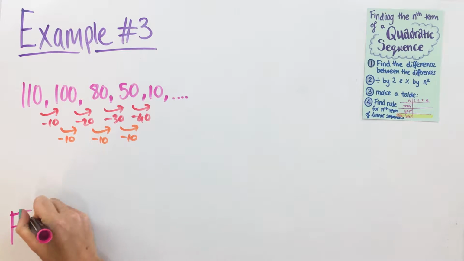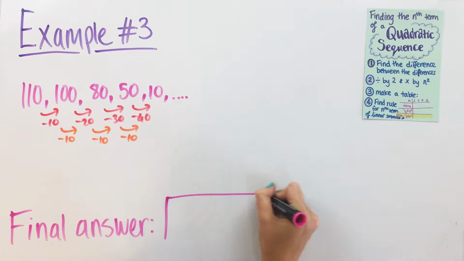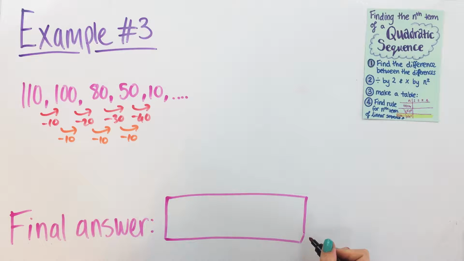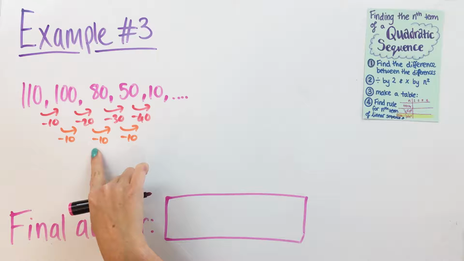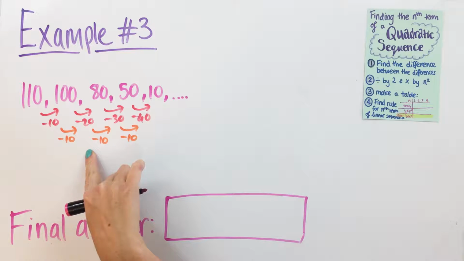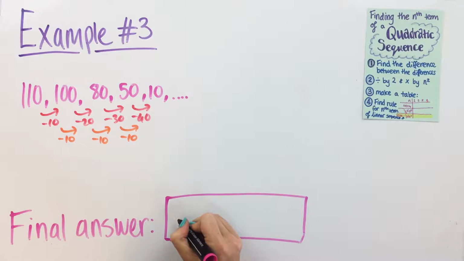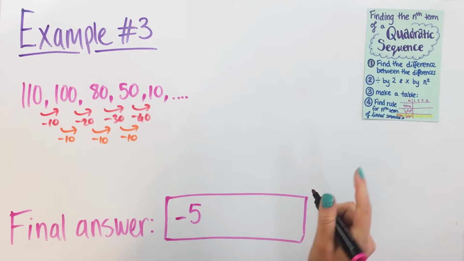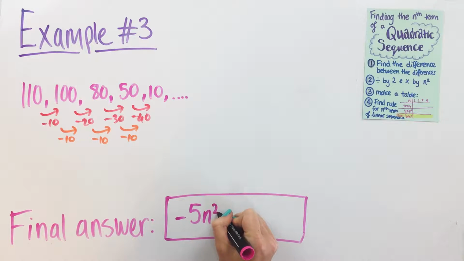And we're going to put this in our final answer box, so let's write that here. So in our final answer box, we're going to write the difference between the differences, minus 10, divided by 2, so that's minus 5. And then we times that by n squared. So far we've got minus 5n squared in our final answer. Let's head to step 3.